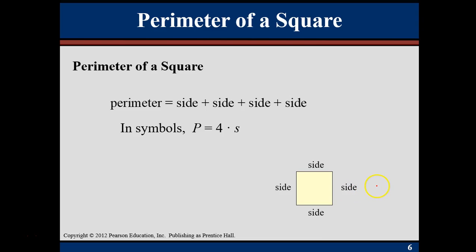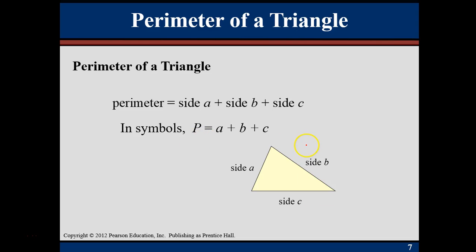A square is a special type of rectangle where all the sides are the same length. So if you know that one side is any given number, all the other sides have to be the exact same length. So instead of saying side plus side plus side plus side, since they're all the same, we can say the perimeter of a square is 4S.